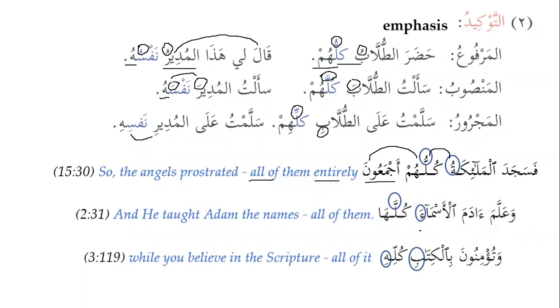وَعَلَّمَ آدَمَ الْأَسْمَاءَ كُلَّهَا. So الْأَسْمَاءَ is mansub, that's why كُلَّهَا is also mansub. And he taught Adam the names, all of them. And وَتُؤْمِنُونَ بِالْكِتَابِ كُلِّهِ. While you believe in the scripture, all of it. So all these examples from the Quran confirm that كُلٌ and نَفْسٌ, both of them are حروف التوكيد, and they are used for emphasis.